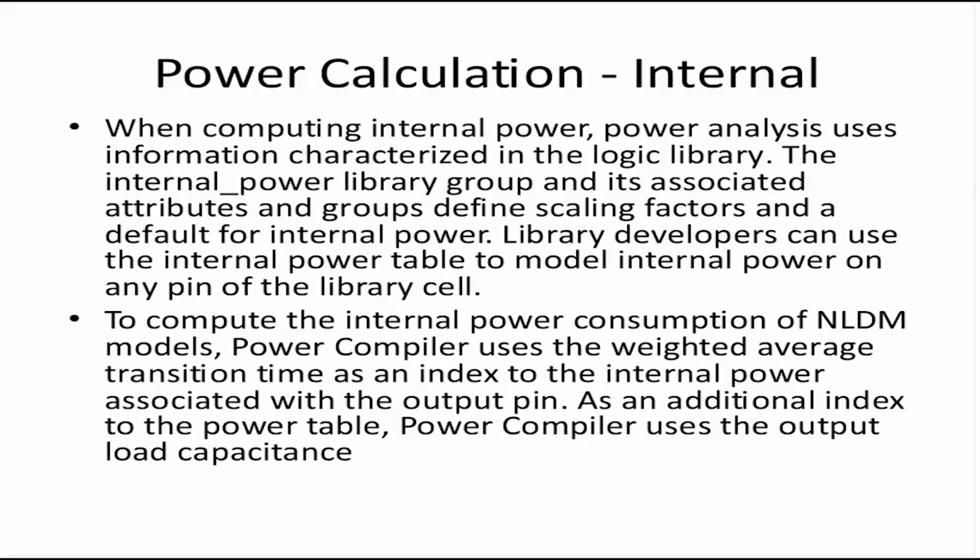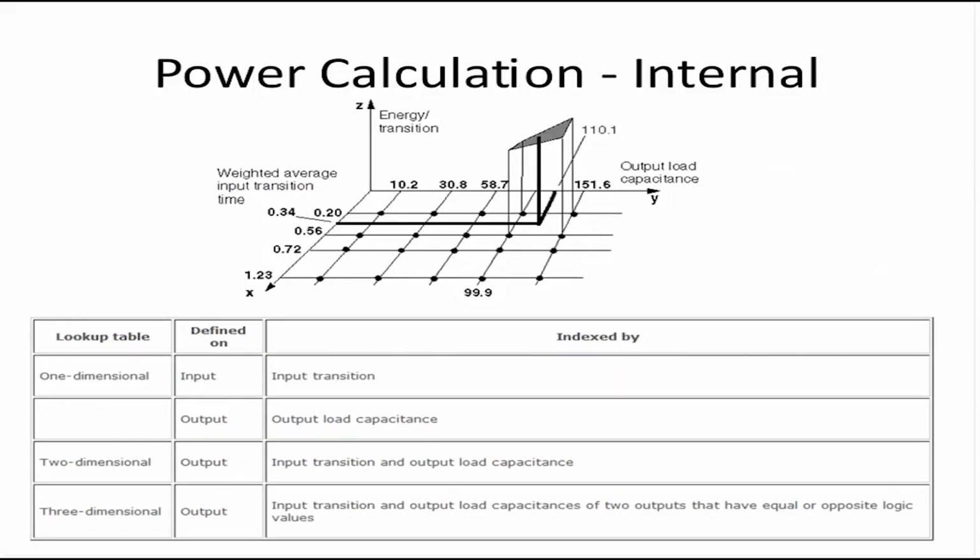The internal power table is very similar to the timing table, the cell rise, cell fall table. Again, for non-linear, the most popular model is the non-linear delay model (NLDM). It is very similar to the timing table, right? So both are lookup table based, and both can be multi-dimensional. In case it is one-dimensional, the constrained input is the input transition. If it's two-dimensional, it could be input transition and output load capacitance.